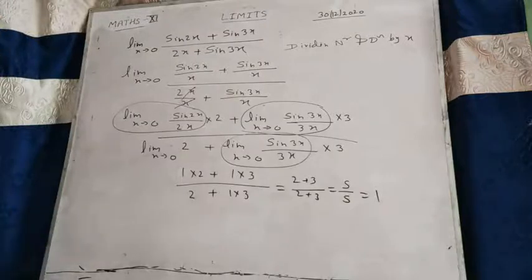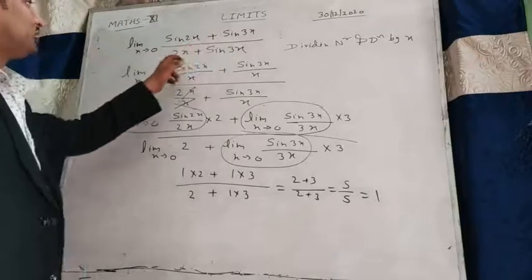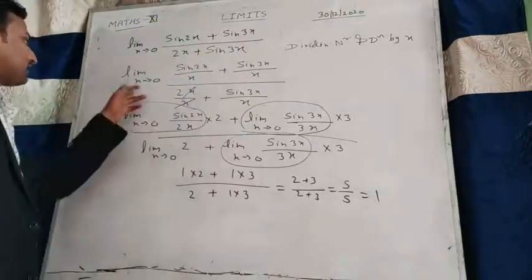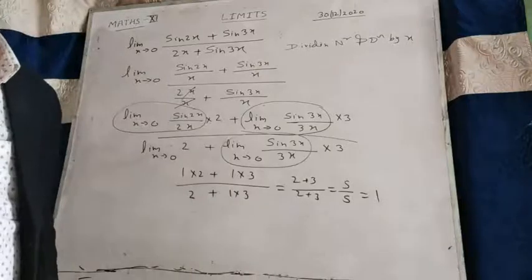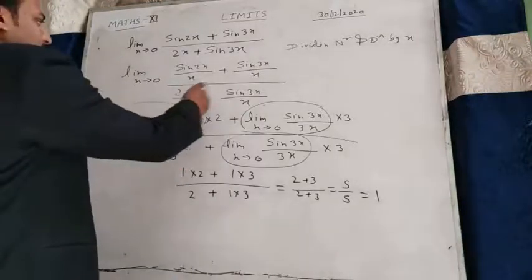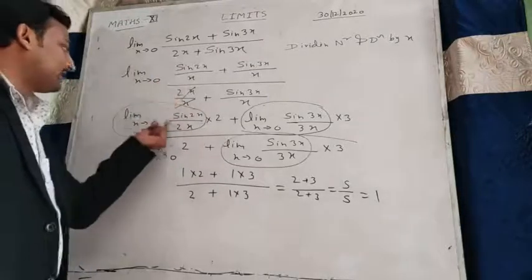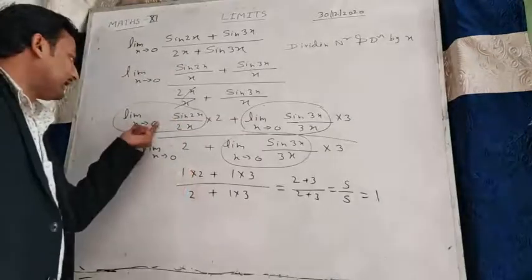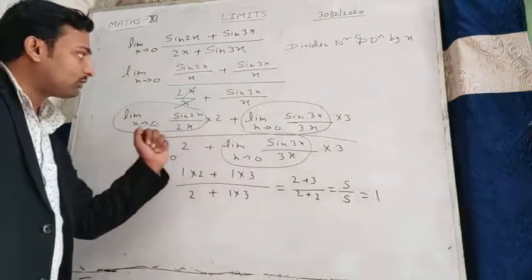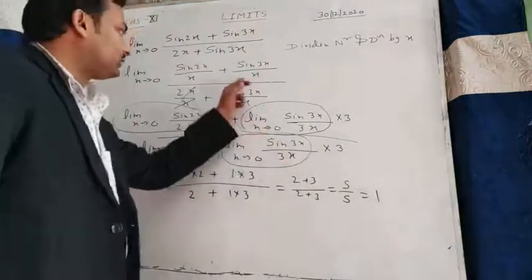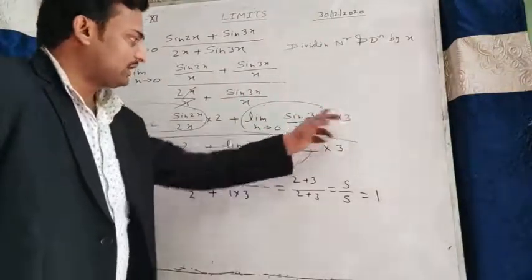Let's see once again, limit x tends to 0, sin 2x plus sin 3x by 2x plus sin 3x. We are dividing in numerator and denominator both by x. So we are getting x in each term. Now we are taking the limit separately in numerator and denominator. We get limit x tends to 0, sin 2x by x, and here multiply with 2 and divide with 2. Again this term is there. Now take limit with this term. So limit x tends to 0, sin 3x by x, multiply with 3 and divide with 3.